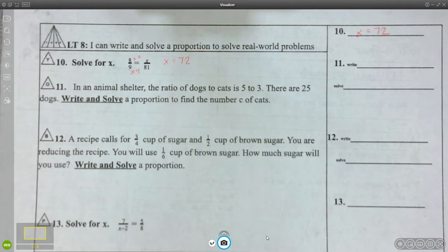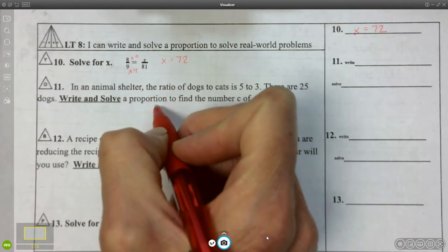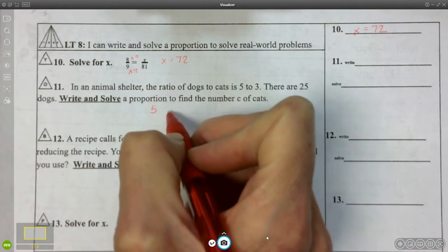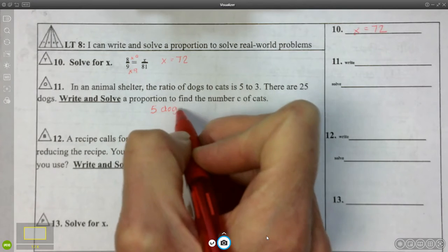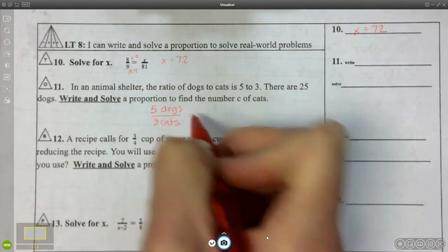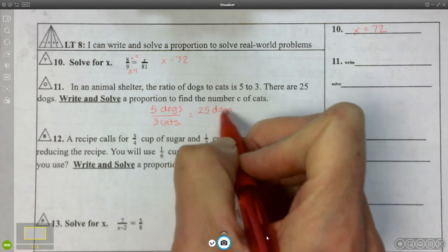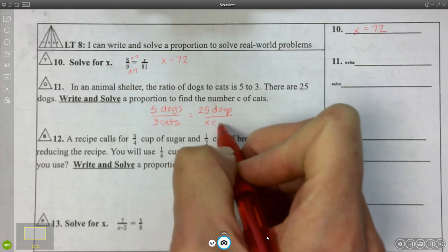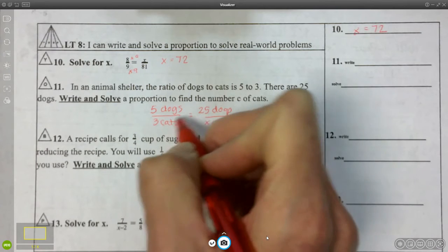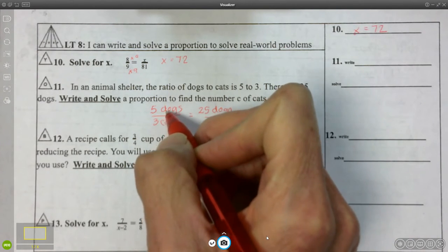In an animal shelter, the ratio of dogs to cats is 5 to 3. There are 25 dogs. So we have to write a proportion to figure out how many cats would be proportional. So 5 dogs for every 3 cats, so there's more dogs than cats, is equal to 25 dogs. How many cats? Again, you could do cross products and divide. You could do the fish, cross, divide, right?